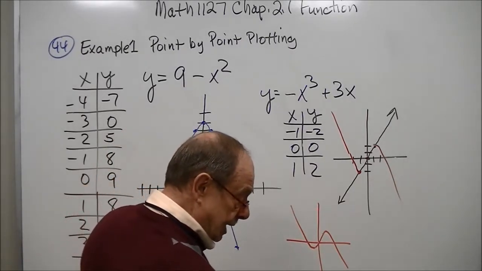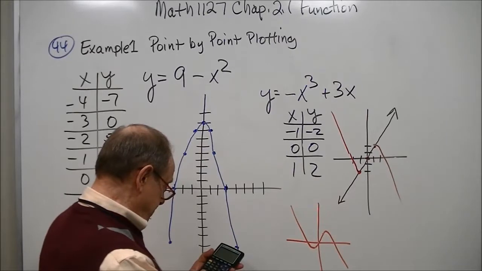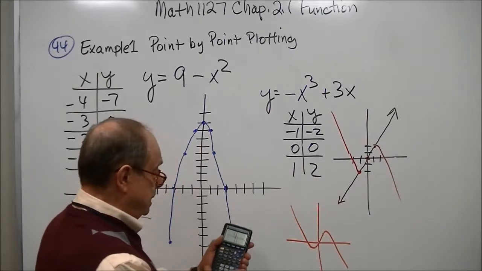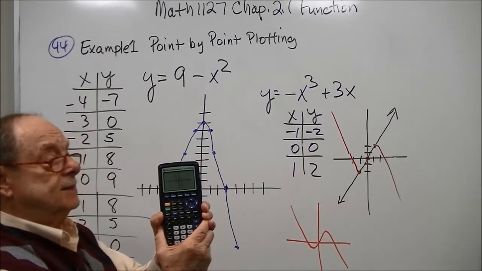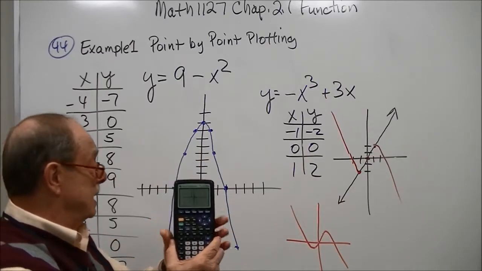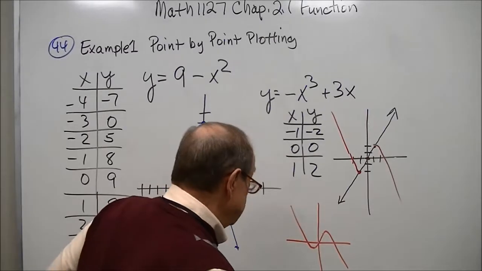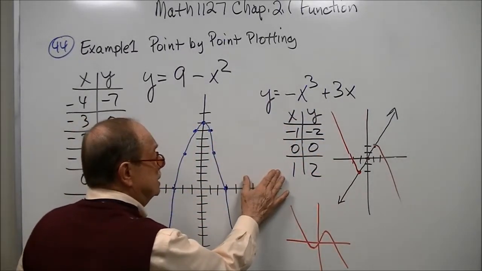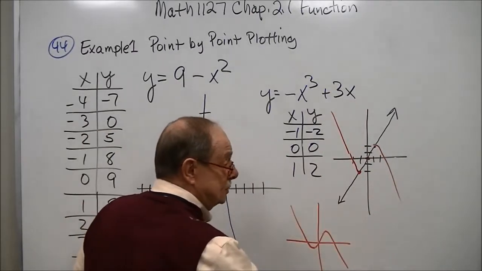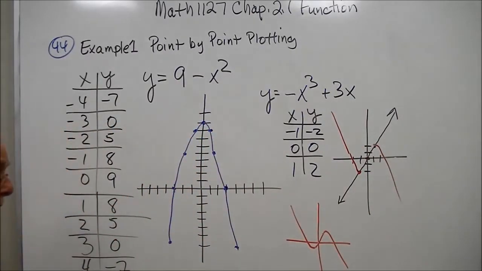So this particular graph looks like this. And in fact, to check it, and again, we don't use calculators in class, but hopefully you can see sort of what's going on there. The key to what we're illustrating here is that if you have too few points, sometimes you don't get the nature of what the graph would look like. Okay, that would be example 1 on page 44. It extends to page 45.